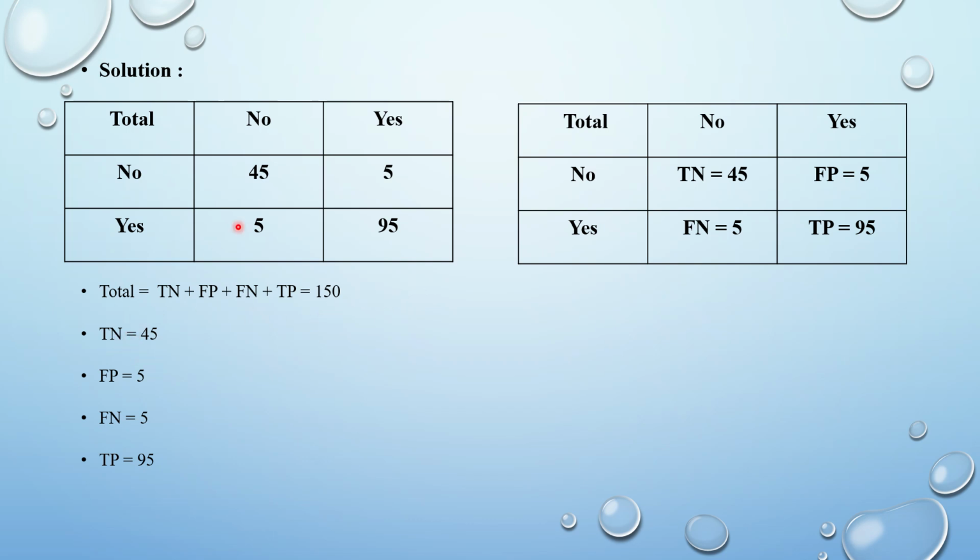TN is 45. This is the true negative. FP is 5. This is the false positive, which is 5. FN, false negative, is 5. And true positive, TP, is equal to 95.